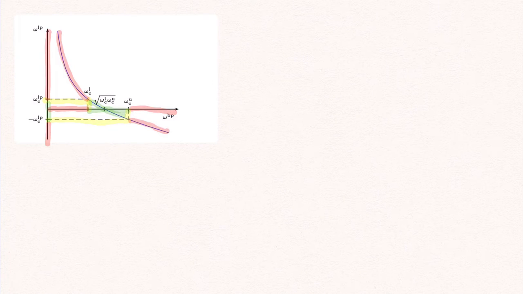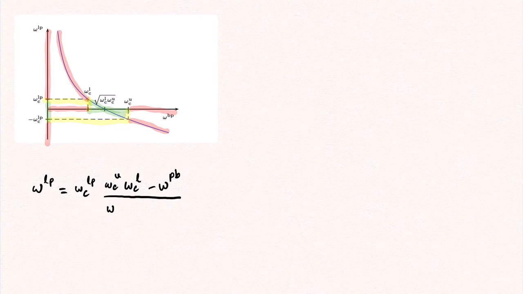In formulas, the relationship is given by: the frequency of the low-pass filter is equal to the cutoff frequency of the low-pass filter times the upper cutoff frequency of the band-pass filter times the lower cutoff frequency of the band-pass filter minus the new frequency range of the band-pass filter, divided by the new frequency range of the band-pass filter times the difference between the two cutoff frequencies of the band-pass filter.